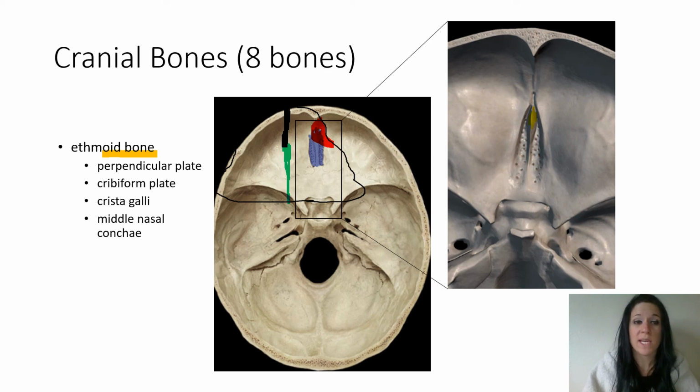Then the next structure we can see from this view is the cribriform plate. The cribriform plate is surrounding the crista galli. It's the superior portion of the ethmoid bone, and it's surrounding this pointed structure sticking out of it. There's usually a bunch of little holes inside the structure, and those are where our olfactory nerves stick through to pick up our sense of smell. So what we smell is going to be stimulating those nerves.